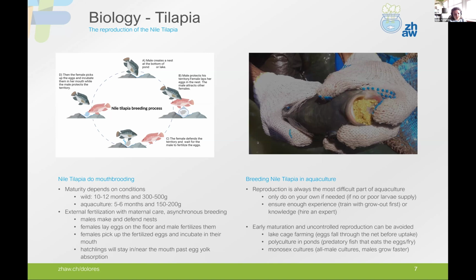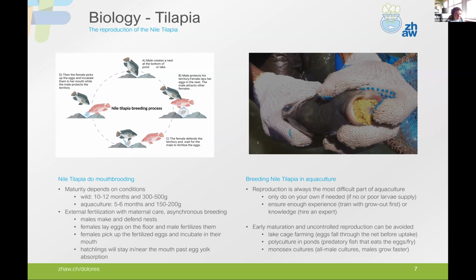If you want to prevent early maturation because you still want to grow them larger than those 500 grams, one possibility is to have lake cages because the eggs would then just fall through the net and cannot be taken up and incubated. Or you have some sort of polyculture where there's somebody else who basically eats the eggs or the fry. Or, as it's mostly done in Europe, you have monosex cultures, usually all male because they grow a bit faster. So that is a very, very short introduction to the Nile tilapia, which I think includes most of the things that are important for us to know if we want to culture them.